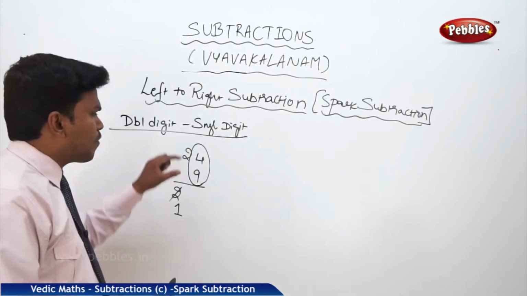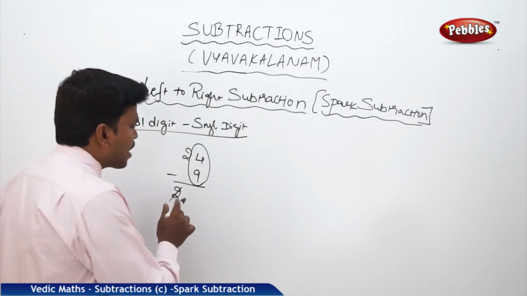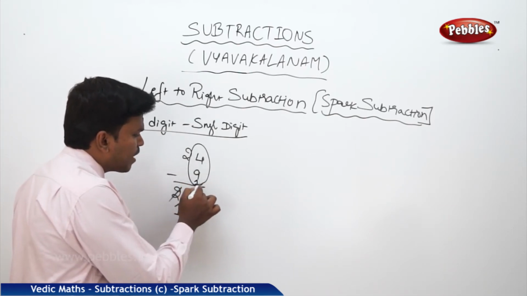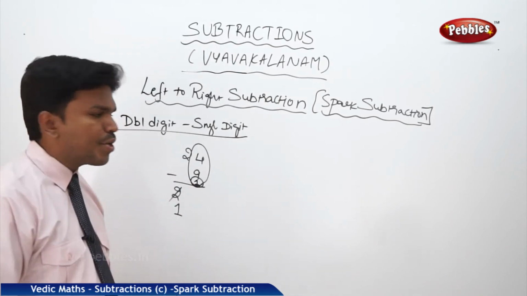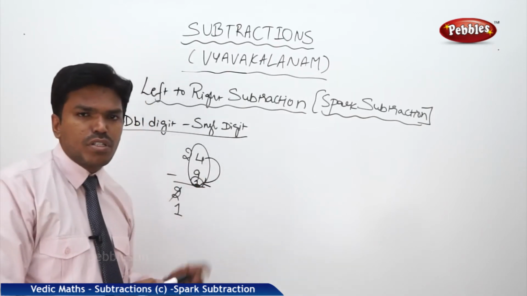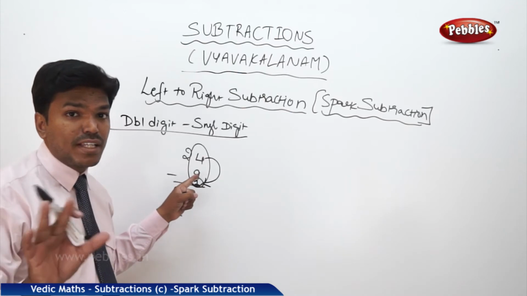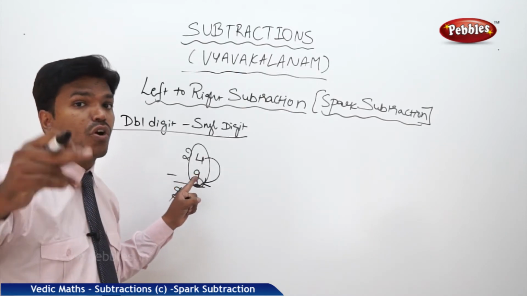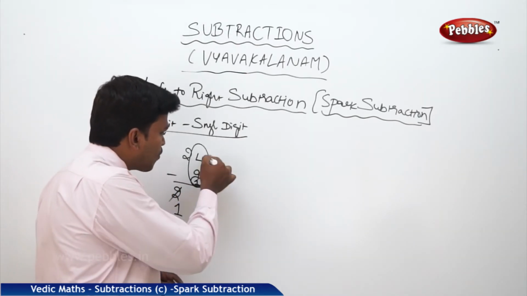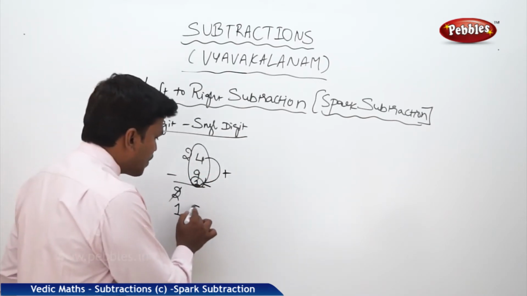Now for the mismatched numbers, what are we going to do? Now you tell me, what is the complement of 9? Complement of 9 is 1. So we are going to add the above number to the below number's complement. What is the above number? 4. What is the below number? 9. But we don't need the below number, we need the below number's complement. So simply add 4 to 9's complement, that is 1. So 4 plus 1 is how much? 5. So my answer is 15.